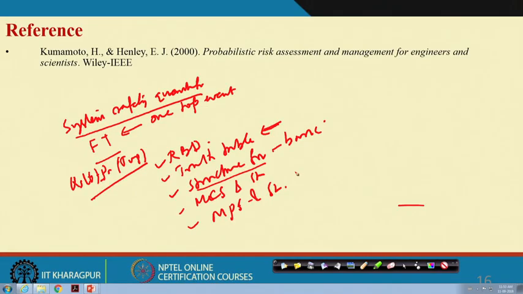So, this is our system safety quantification, and all of you please go through the book written by Kumamoto and Henley, Probabilistic Risk Assessment and Management for Engineers.